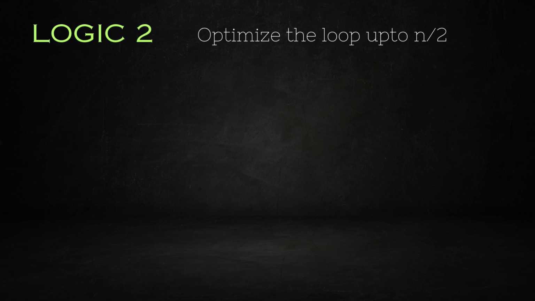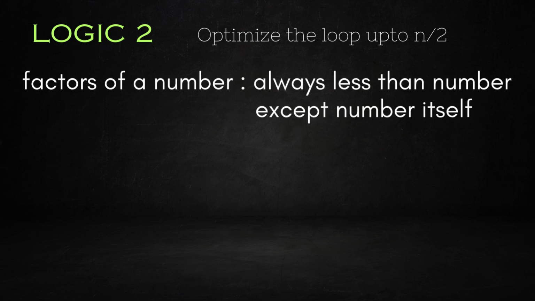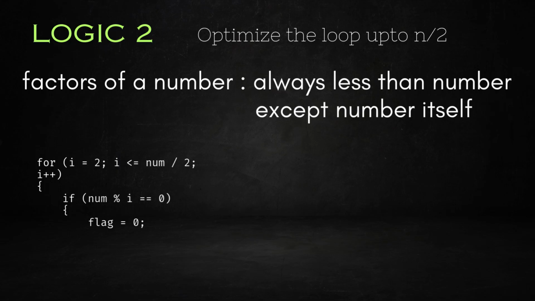Logic 2. Optimize the loop up to n/2. Now, let's optimize the previous logic. A number cannot have any factor greater than n/2, except itself. For i = 2, i <= num/2, i++: if num % i == 0, flag = 0, break. This reduces unnecessary checks. Better than the first approach, but we can do even better.